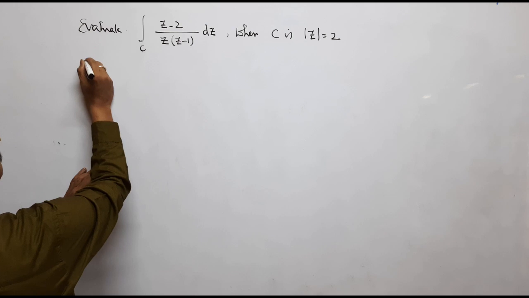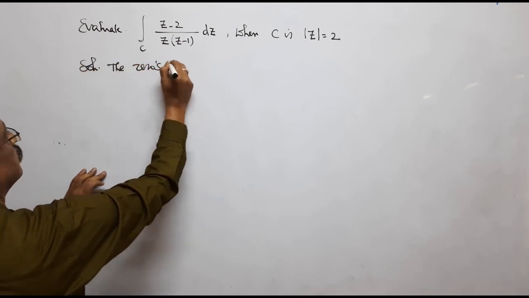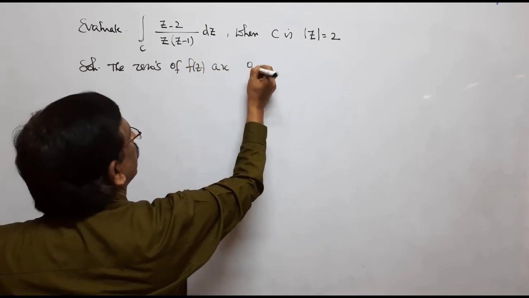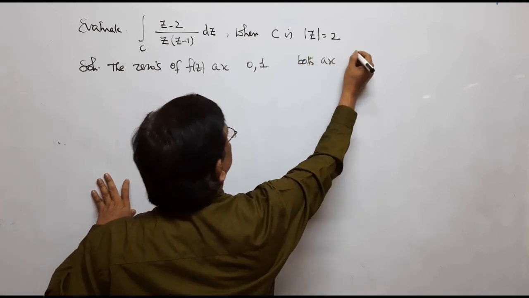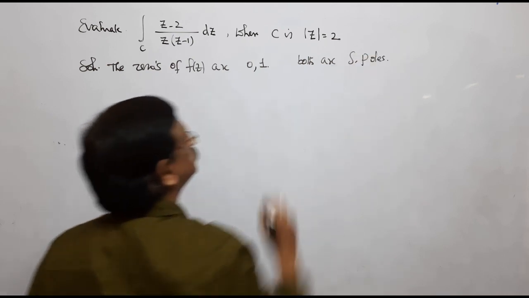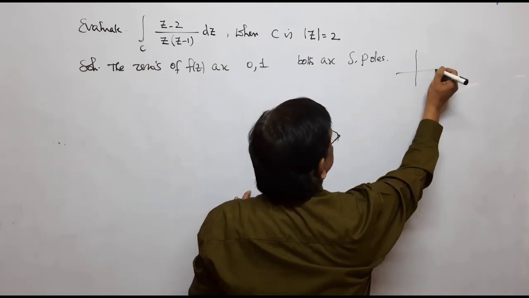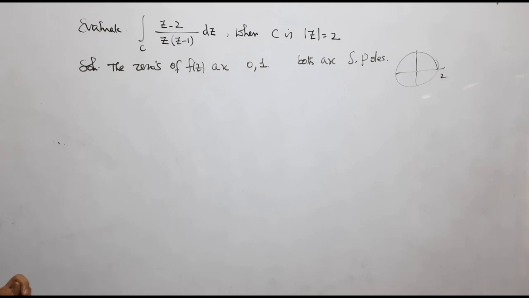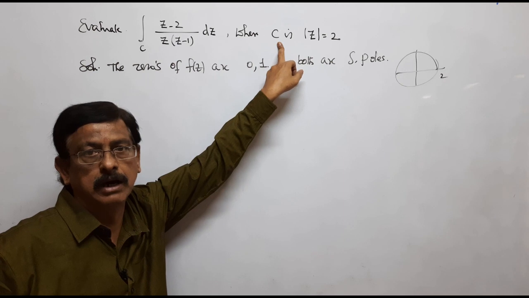So the zeros of the denominator of f(z) are 0 and 1. Both are simple poles. Mod z equal to 2 means a circle with radius 2 and center 0, so both 0 and 1 lie inside C.